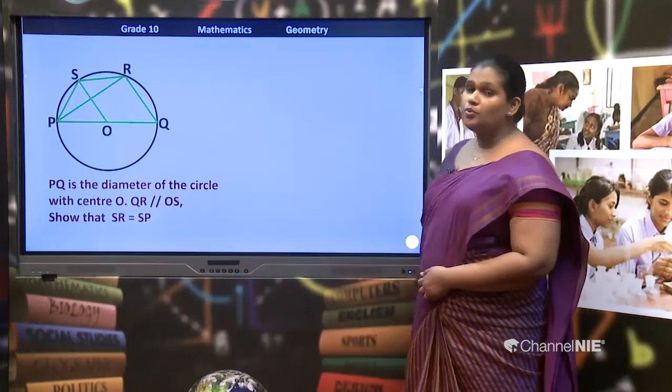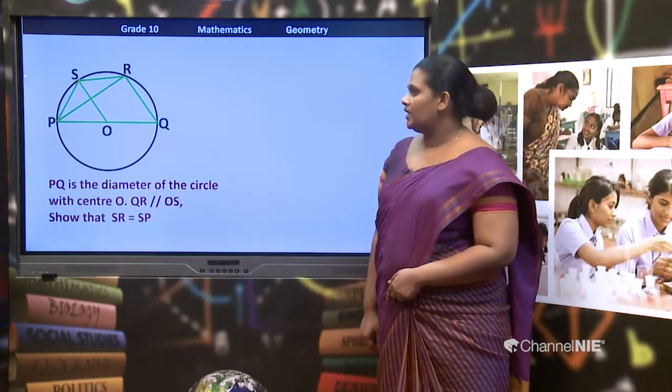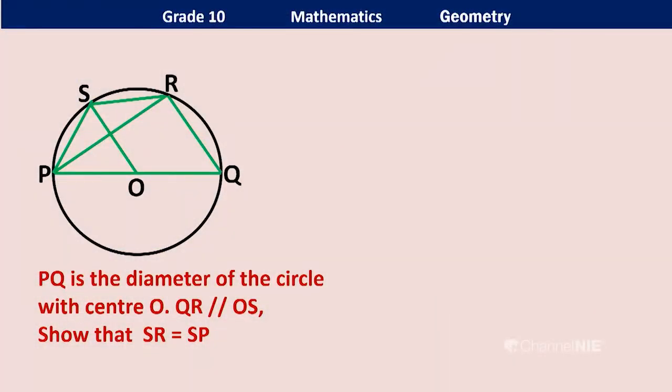We will move on to another question. Have a look at the figure. PQ is the diameter of the circle with center O. QR is parallel to OS. Show that SR is equal to SP. So, first of all, PQ is the diameter and QR is parallel to OS, and they are asking us to show that SR is equal to SP.